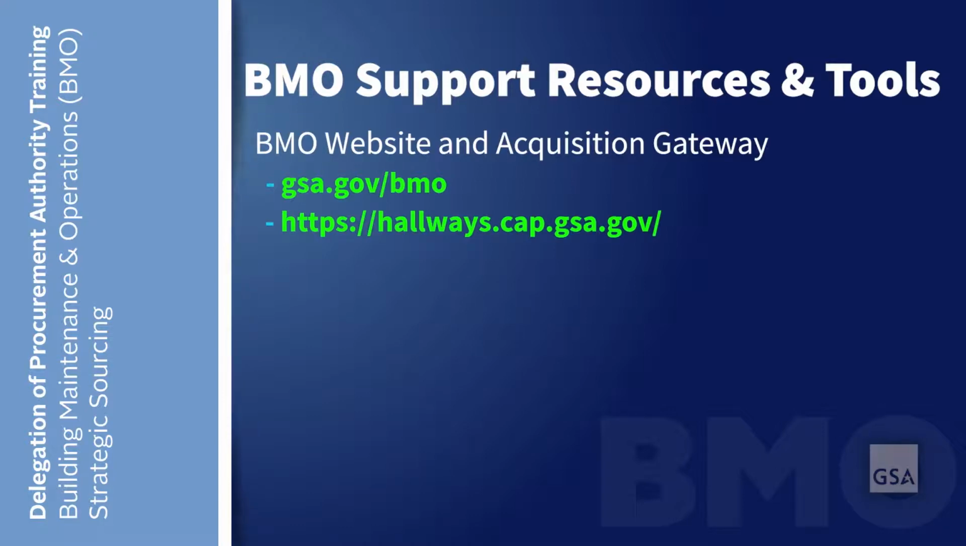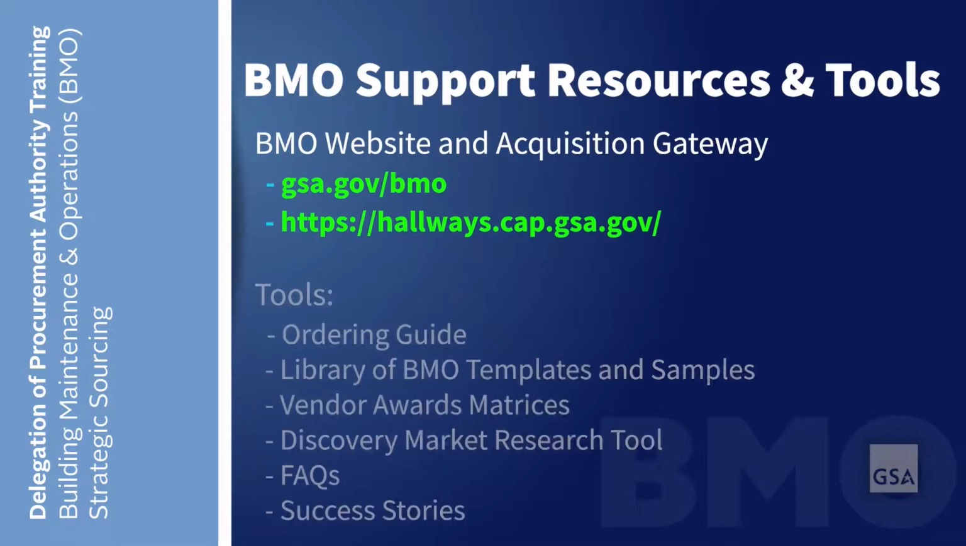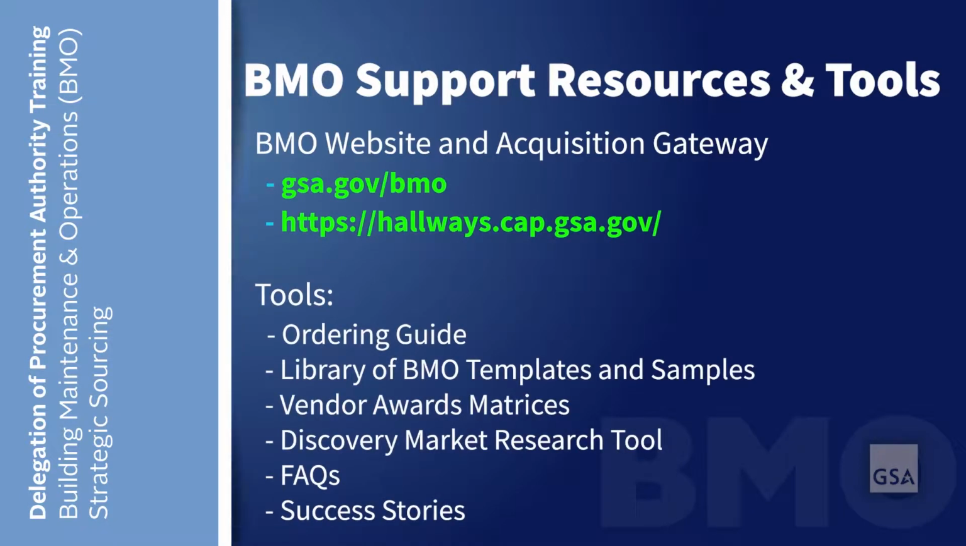The second would be the BMO hallway on the Acquisition Gateway. If you sign up for access to the Acquisition Gateway with a government email address, you will receive access to vendor pricing data and other useful resources. Here are some of the tools that you will find on our websites. A full copy of the BMO Ordering Guide is located on the BMO website. This contains much of the information we have discussed in training today, but with more detail.